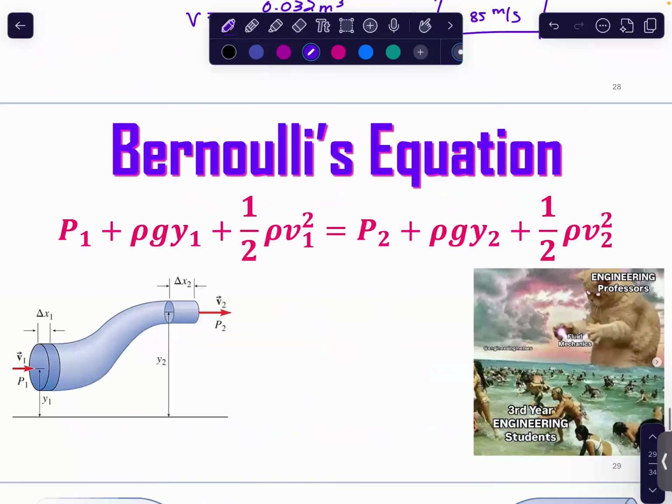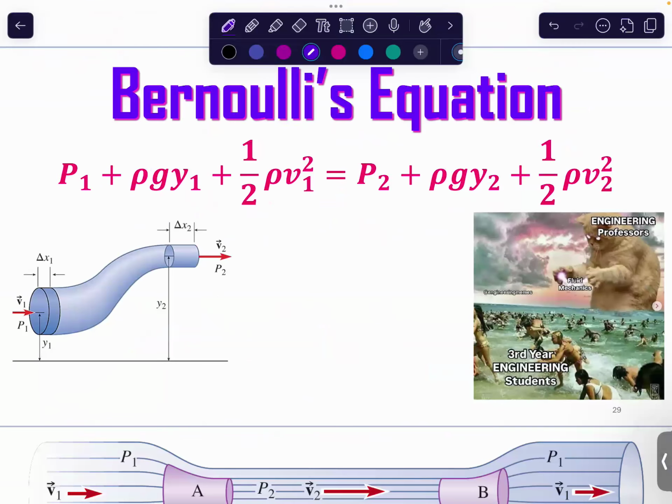Okay. Now, this fun thing at the top here is Bernoulli's equation. Pressure 1 plus rho g y1, so the density of your solution times gravity, and this is analogous to your gravitational potential energy, plus 1/2 rho v1 squared, equals pressure 2 plus rho g y2 plus 1/2 rho velocity 2 squared. It's a big long equation where a lot of things will equal 0, and you can figure out what you need to solve for.